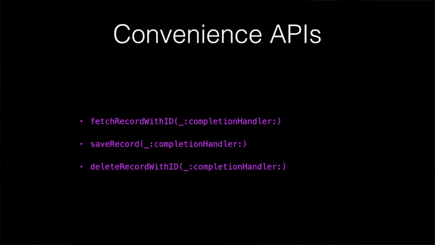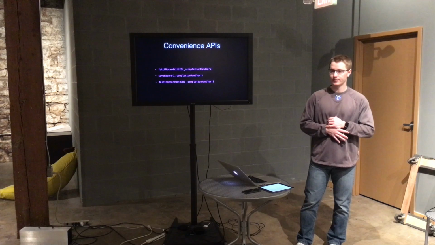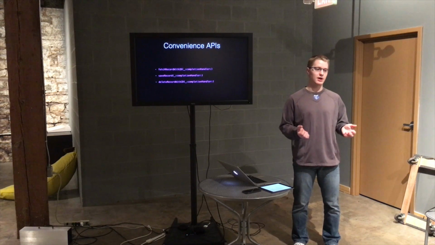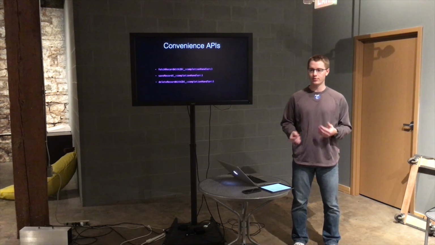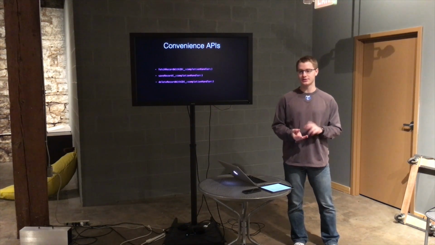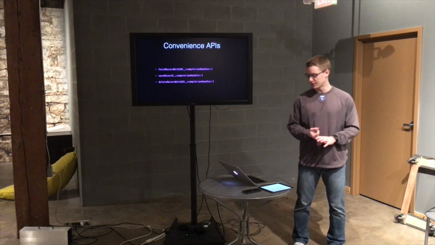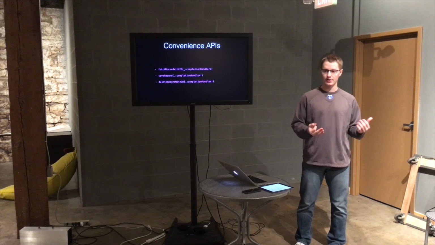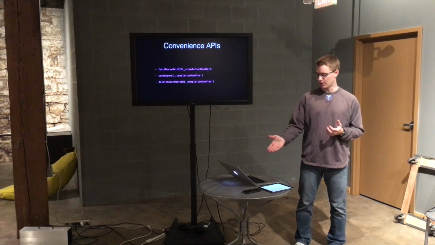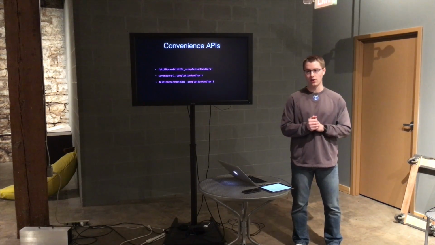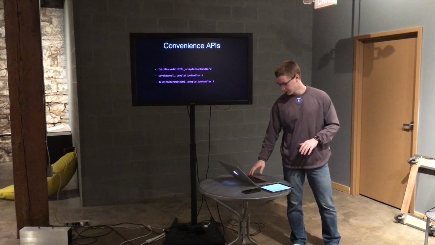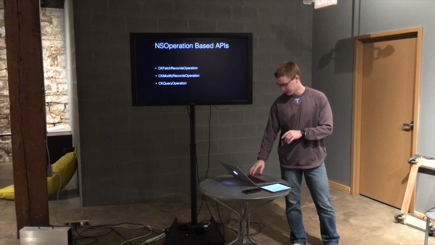So now we've talked about a lot of the nouns. Let's talk about some of the verbs. There's what they call the convenience APIs, and those convenience APIs make it really easy for you to get up and running and start playing with CloudKit. They allow you to easily fetch records, save records, and delete records. So what you do is you have a CKDatabase instance, and these are the methods that you might call to modify records on the server. We can get back to those in a minute.